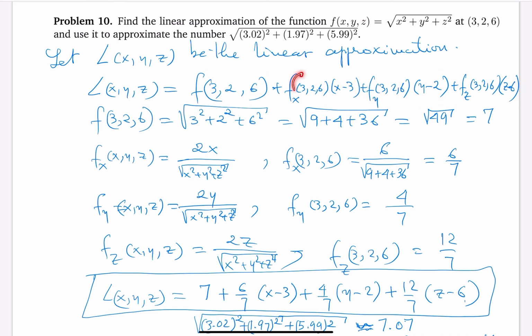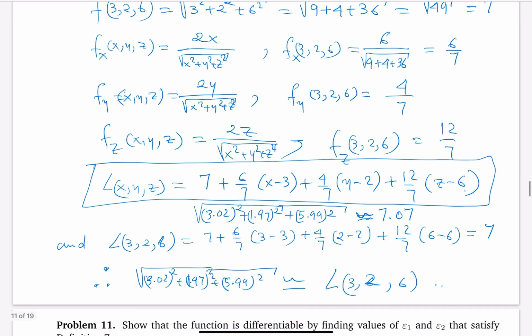Now this one is the partial derivative with respect to x, with respect to y, and with respect to z. At which point? At the point 3, 2, and 6. Just replace it. Okay? If you replace it, you have this. F at that point is 7. The partial derivative with respect to x at that point is 6 over 7. The partial derivative with respect to y at that point is 4 over 7. And the partial derivative with respect to z at that point is 12 over 7. Replace it here, and you have this.